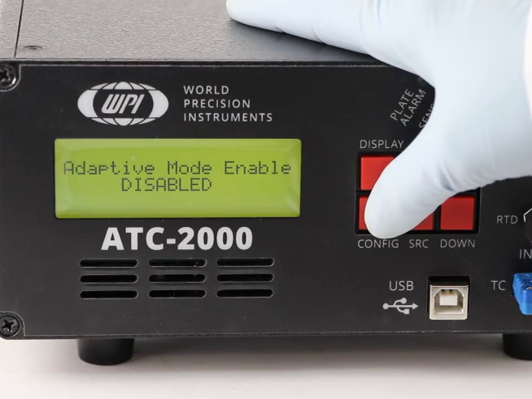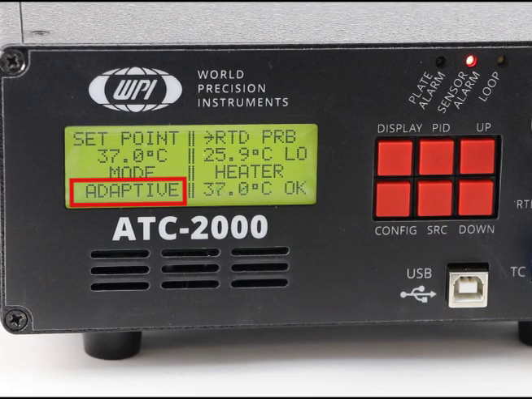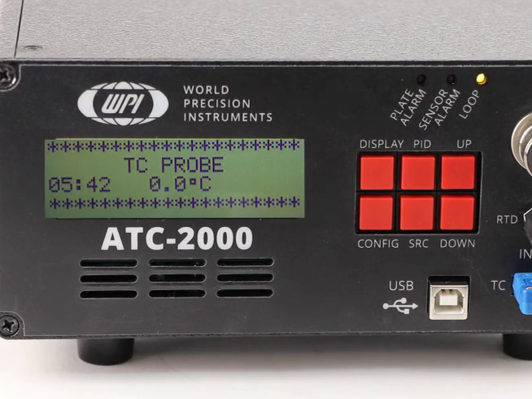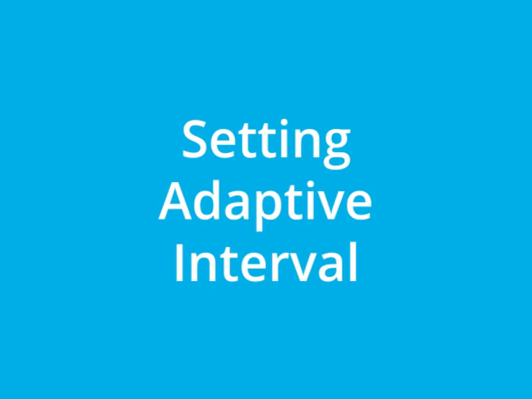Toggle to the adaptive mode enabled to adjust the parameter. Once the adaptive mode is enabled, adaptive appears as the mode on the main display window. If you press the display button again, the alternate temperature displays along with a timer that counts up from the last sampled time. If you enable the adaptive mode, you may set the adaptive interval.